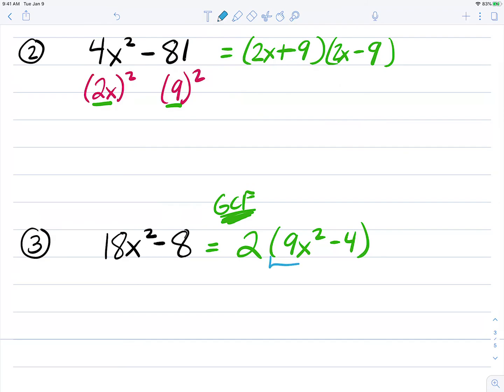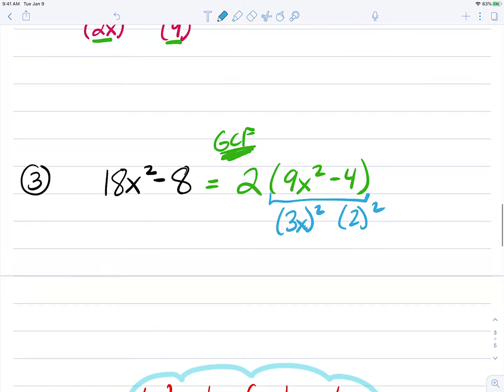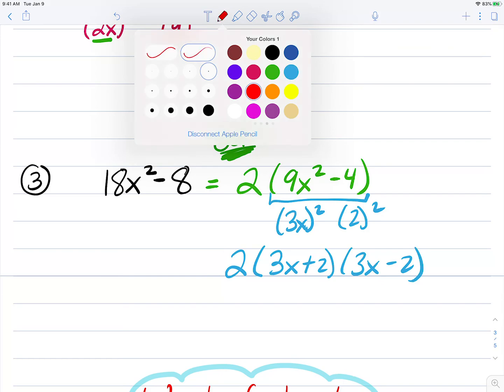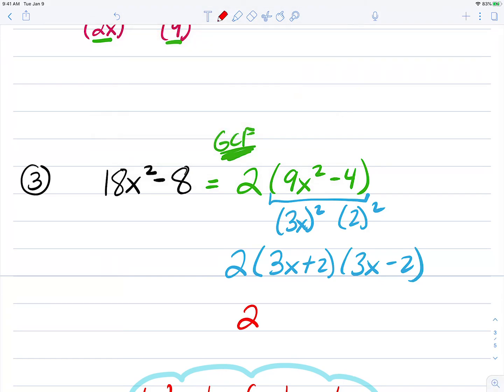Now, inside the parentheses, I have 2 terms. Going through the factoring flowchart, I have to ask, okay, is it a difference of 2 squares? 9x squared is 3x squared, and 4 is 2 squared. So yes, it is. In our answer, do not forget your GCF. The GCF is part of your answer. And we have 3x plus 2 and 3x minus 2. I also want to mention, if your plus and minus is backwards, so if you had your GCF of 2 and then you had 3x minus 2 and then 3x plus 2, those are the same answer because you can multiply in any order.